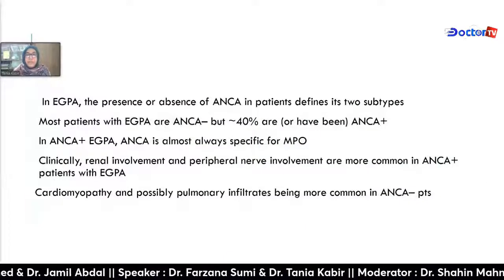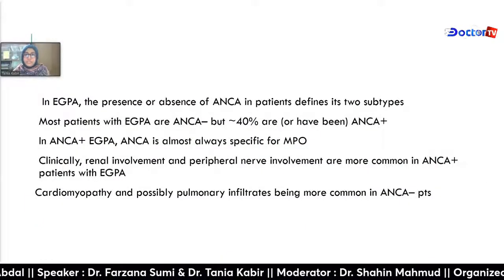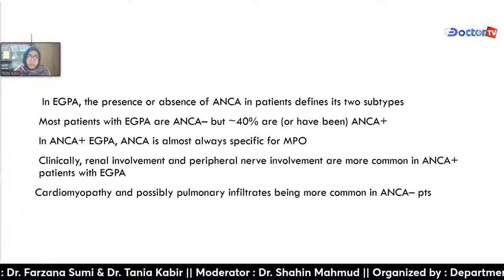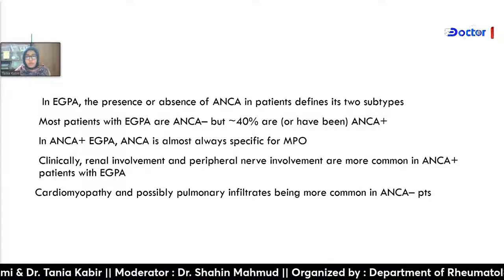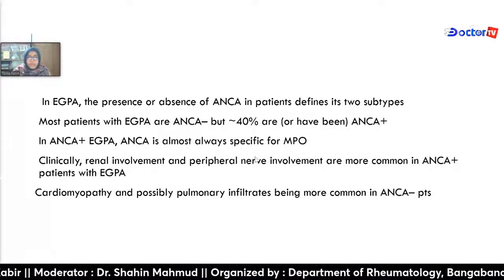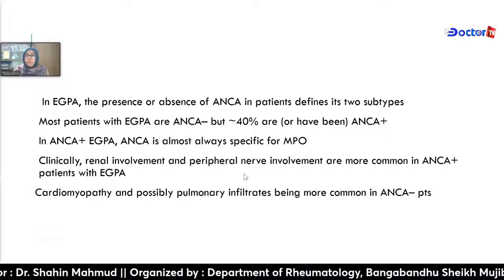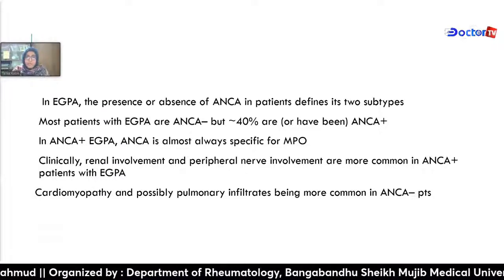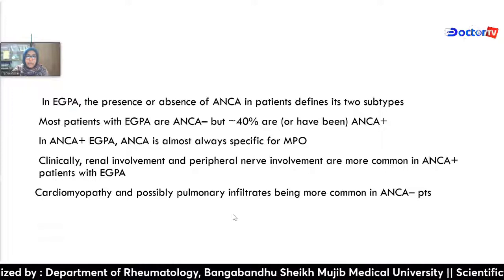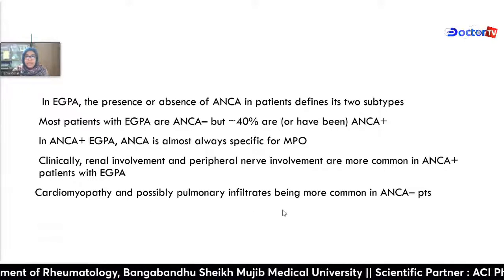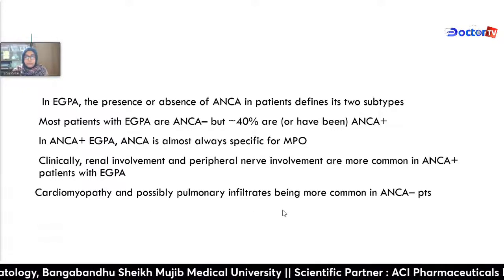In EGPA, the presence or absence of ANCA in patients defines its two subtypes. In ANCA positive EGPA, ANCA is almost always specific to MPO, and renal involvement and peripheral nerve involvement are more common in ANCA positive EGPA patients. Cardiomyopathy and pulmonary infiltrates are more common in ANCA negative EGPA patients.